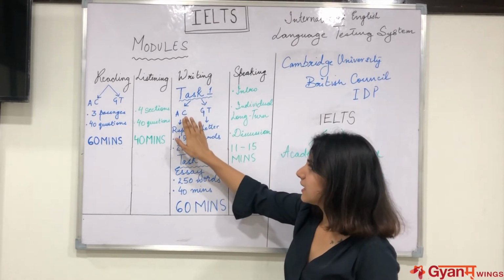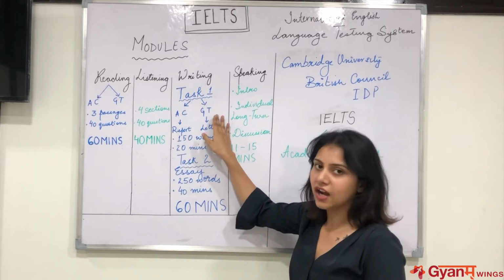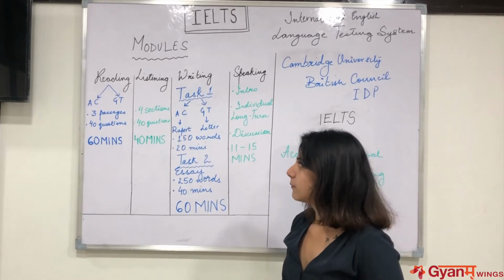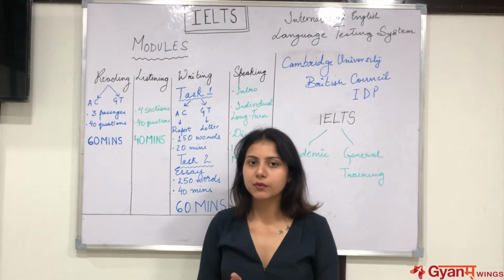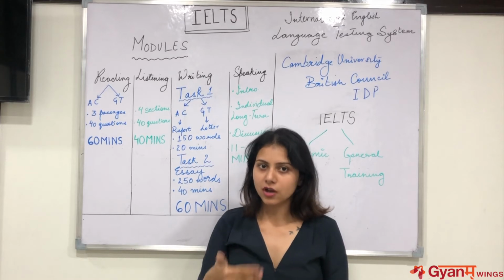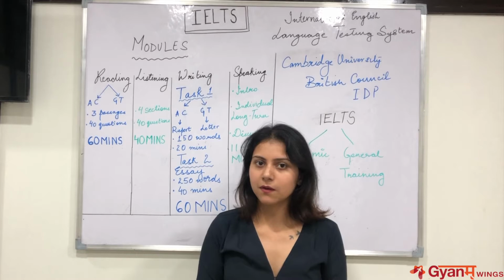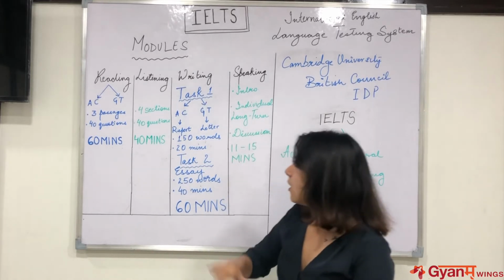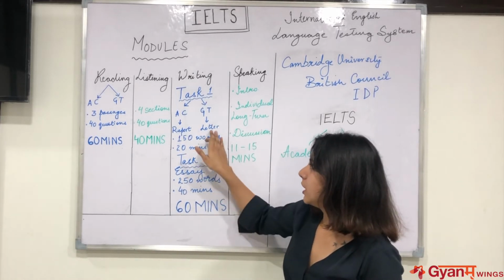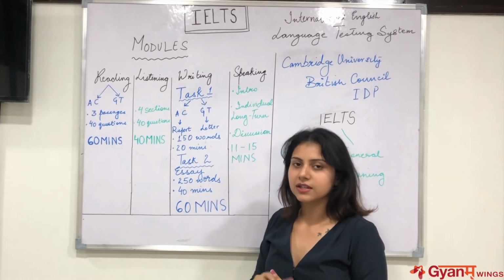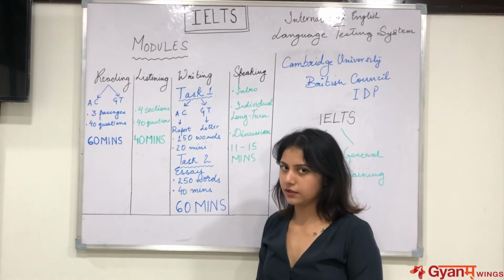Task 1 is again separate for academic and general training. In academic, you're given a chart and you're supposed to write a report on the chart. The chart can be a bar graph, line graph, process or flow, and others. Whereas in general training, you're supposed to write a letter, which can be a formal or an informal letter.